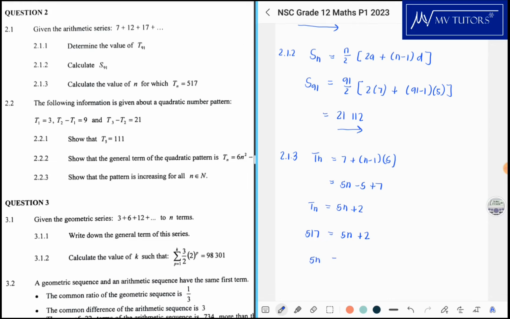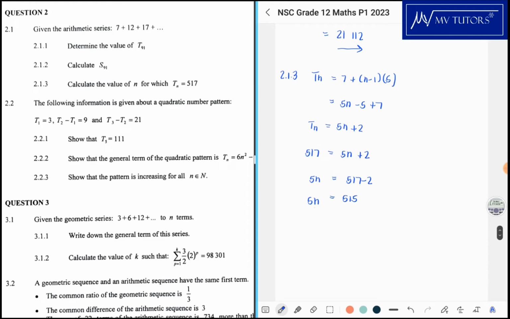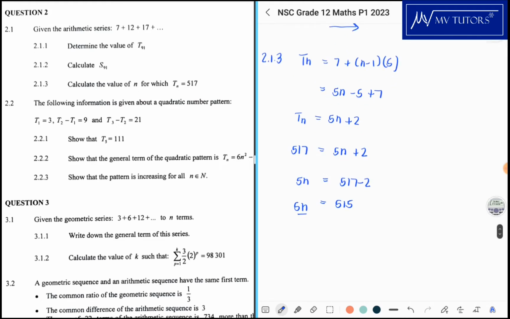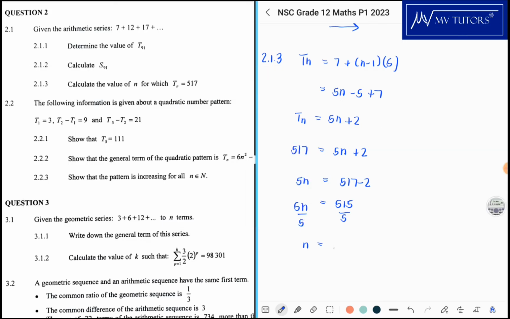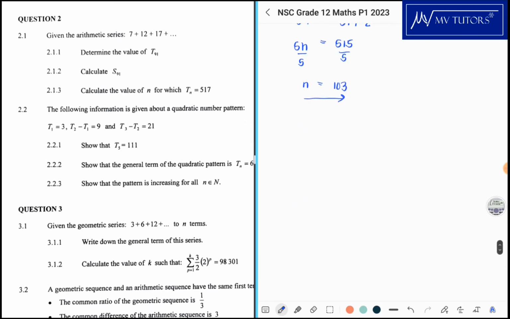So if I bring 5n and then I say 517 minus 2, which is simply 515. We can divide by 5 both sides. And then we are left with n is equal to, so if we say 515 divided by 5, we are left with 103. Okay, and that is the value for n. So that is 2.1 answered. Now let's go over to 2.2.